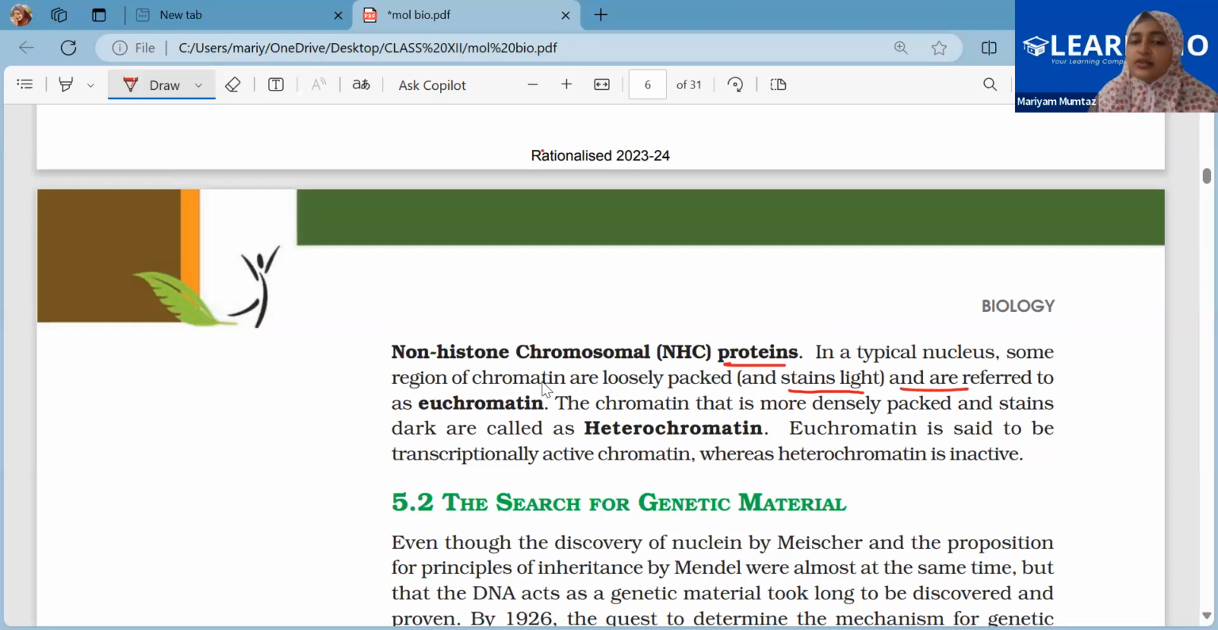Now, in a typical nucleus, some regions of chromatin are loosely packed and they are lightly staining, so they are referred to as euchromatin. Euchromatin is transcriptionally active. They are loosely packed and that is why they lightly stain. Now, the chromatin that is more densely packed and stains dark is known as heterochromatin. They are transcriptionally inactive. This part is very important.